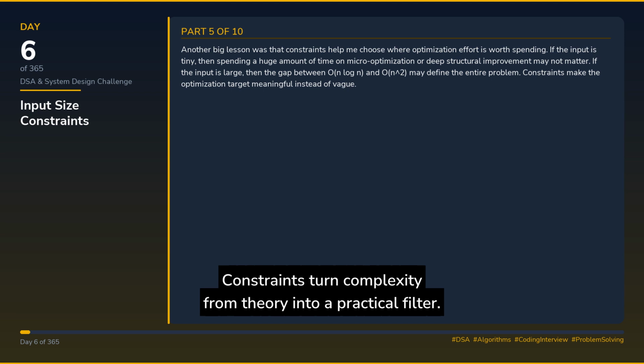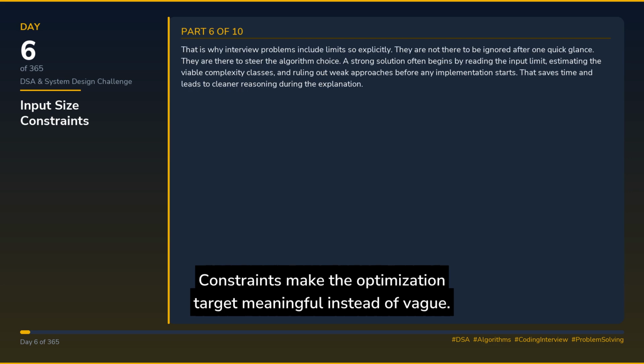Another big lesson was that constraints help me choose where optimization effort is worth spending. If the input is tiny, then spending a huge amount of time on micro-optimization or deep structural improvement may not matter. If the input is large, then the gap between O(n log n) and O(n squared) may define the entire problem. Constraints make the optimization target meaningful instead of vague. That is why interview problems include limits so explicitly. They are not there to be ignored after one quick glance. They are there to steer the algorithm choice.